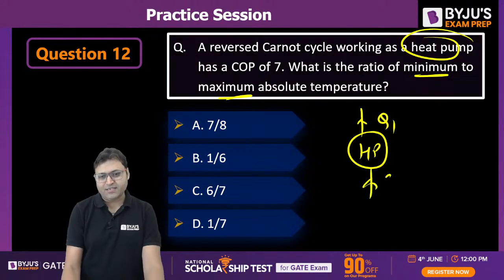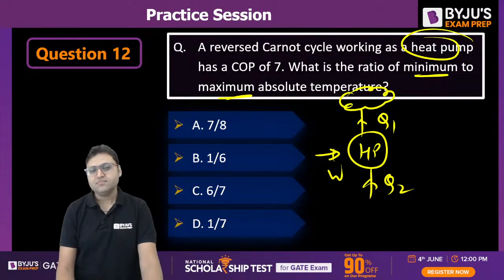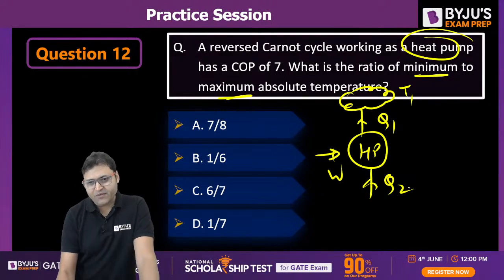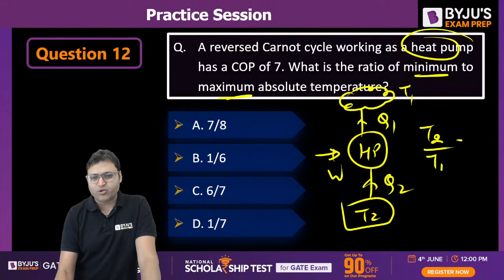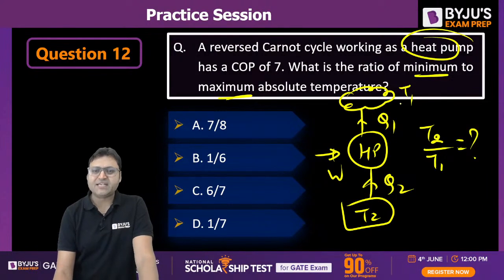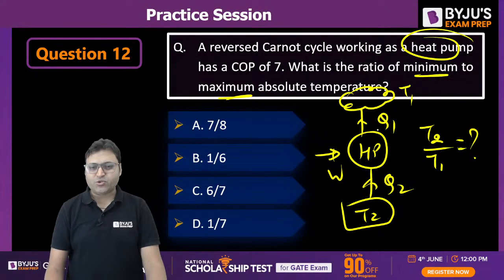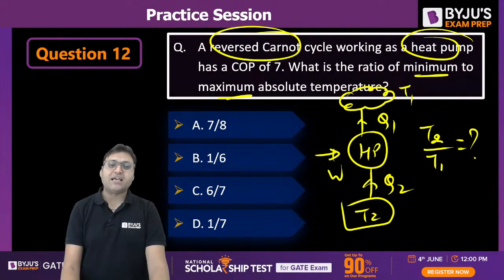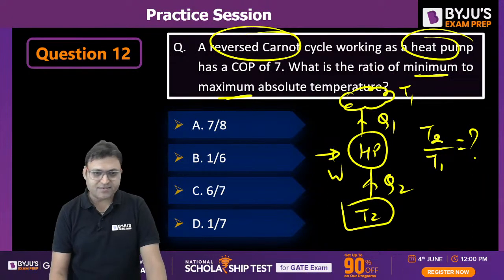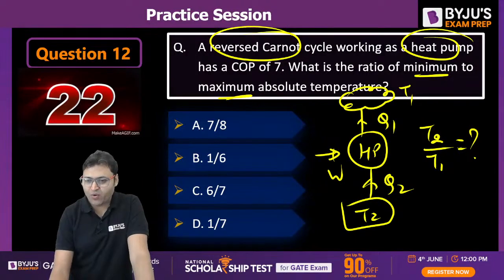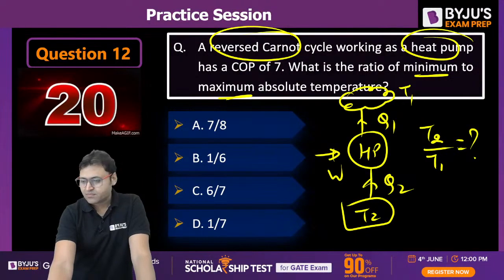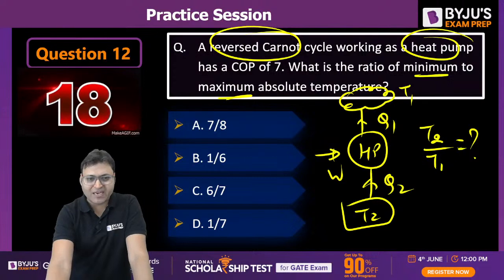This is Q1, this is Q2, this is W. This is the desired output. This is T1, this is T2. So the question is to find out T2 by T1. T2 is the lower temperature, T1 is the higher temperature. It is a reverse Carnot cycle. It means it is a reversible cycle, work producing cycle. What is the answer? Your time starts now. Question number 12. Yes, can you get me the answer quickly?